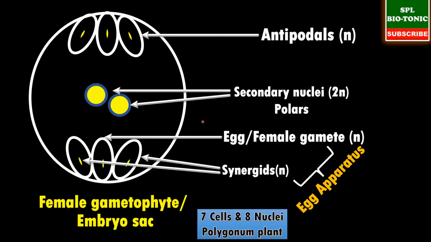Now, this is structure of female gametophyte, which consists of the female gamete, that is egg, surrounded by synergids. In the center of embryo sac, we can see two secondary nuclei, and towards the other end, we can see antipodals. So the female gametophyte, which is also called as embryo sac, is present inside the ovule.